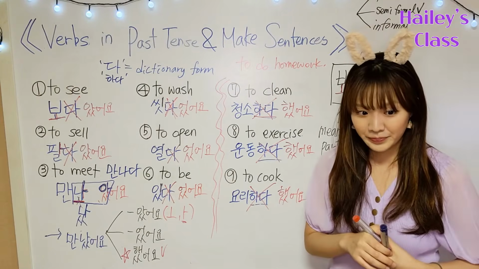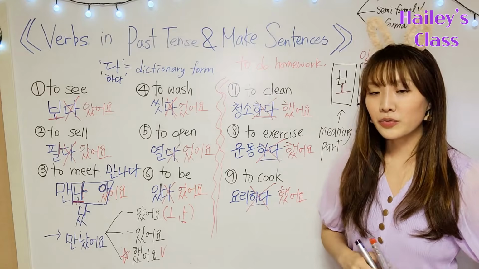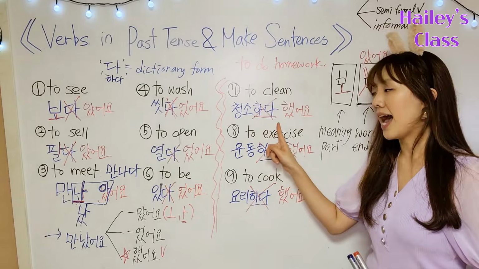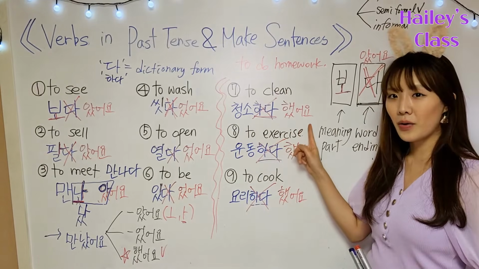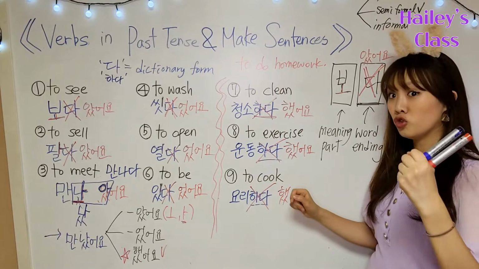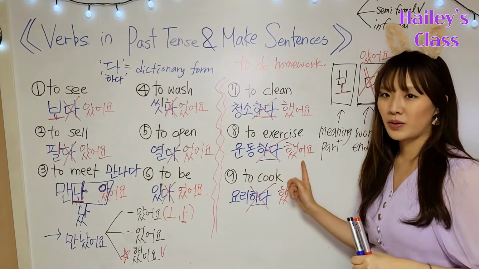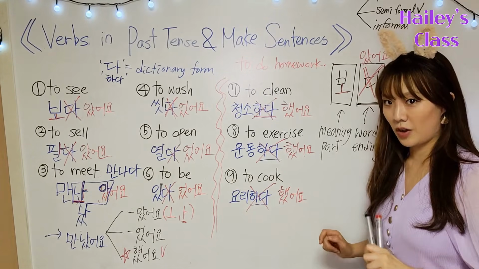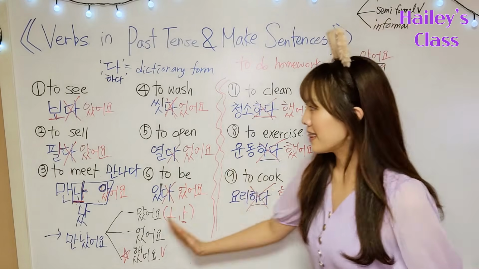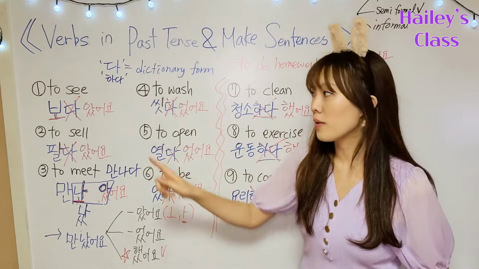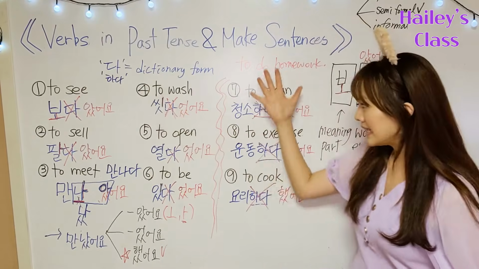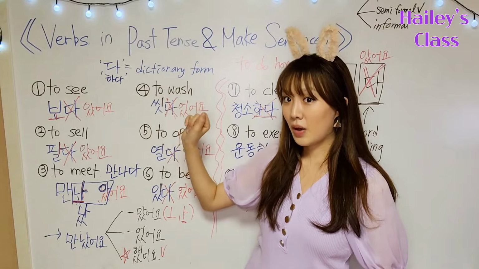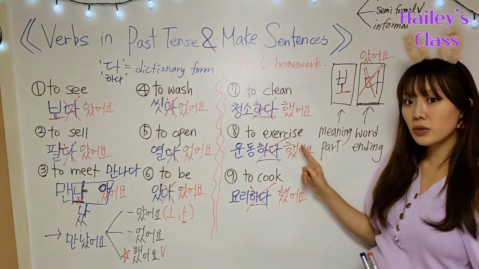Okay, got this? Let's review one more time in this part. 청소하다. 청소했어요. 운동하다. 운동했어요. 요리하다. 요리했어요. Okay? In short, these verbs have a dictionary form of 다, but these parts have a dictionary form of 하다. So for these parts we have to put 했어요.